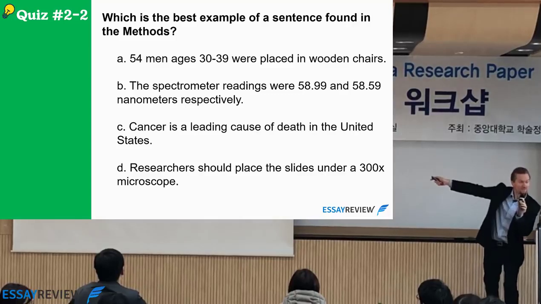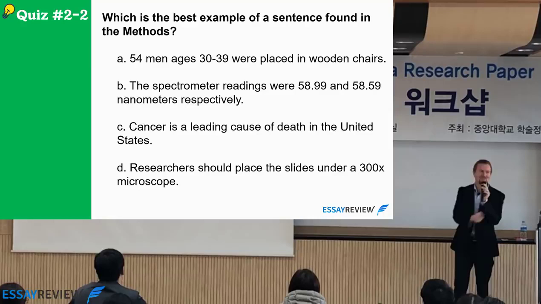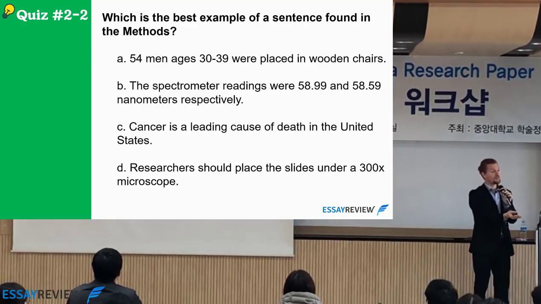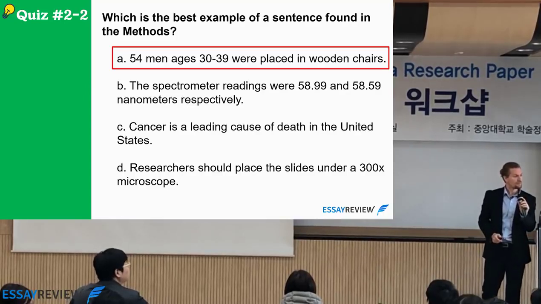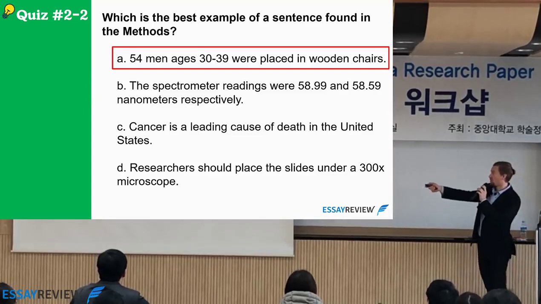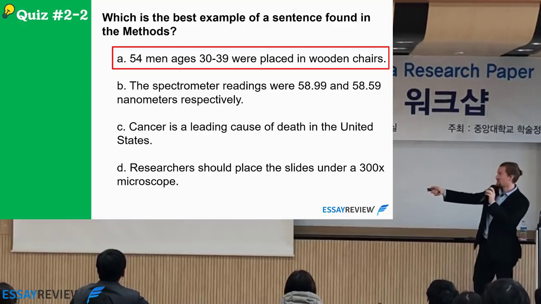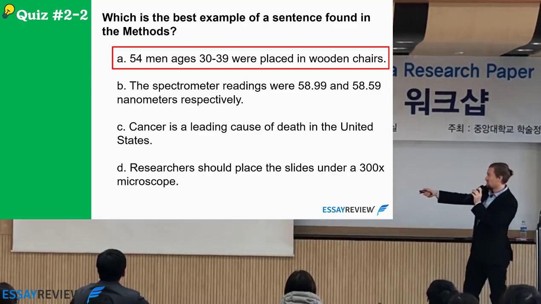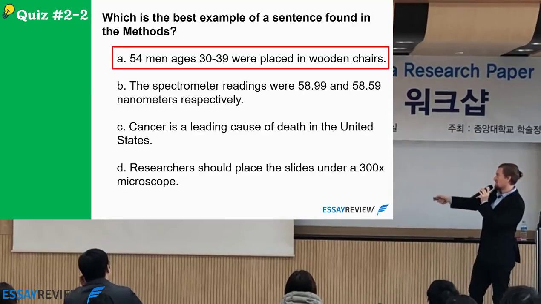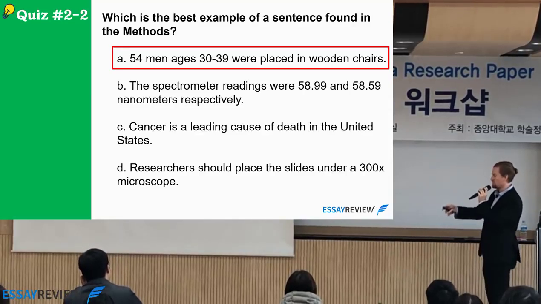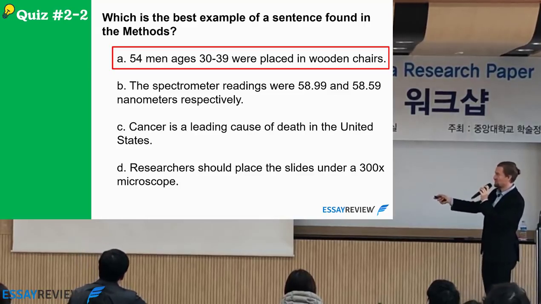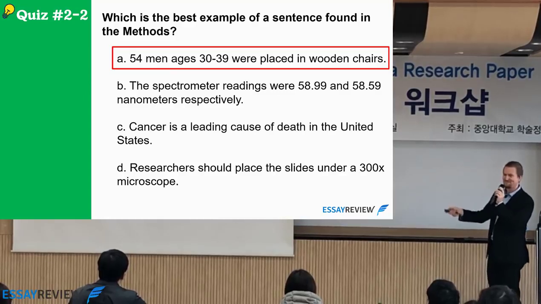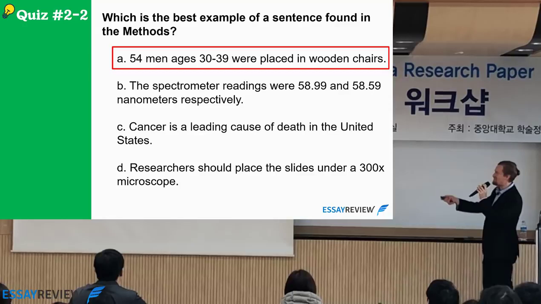Which one? A? First one? I think you're the first one to get it right the first time. Nice job. Why do you think this is the best answer? Because it describes clearly how the methods were done. Yeah, right, good, thank you. It's clear what the sample is, right? It's how the procedure was undertaken, right? And we have our sample, 54 men, what their ages are, and then what you're doing to them. I don't know what's going on with this methods, but that's what's happening in this experiment.